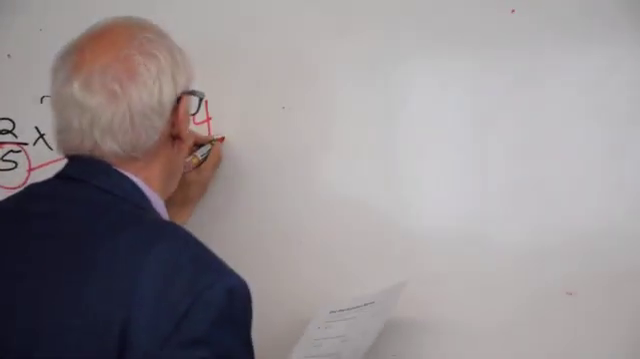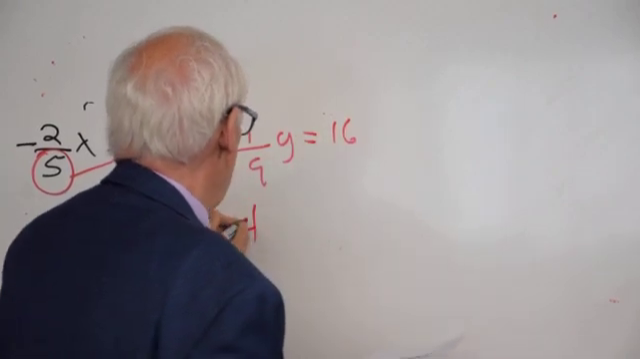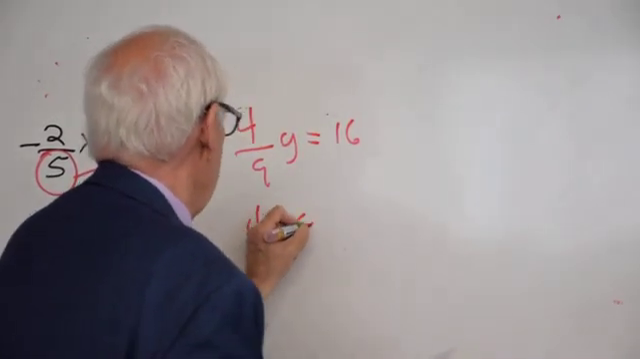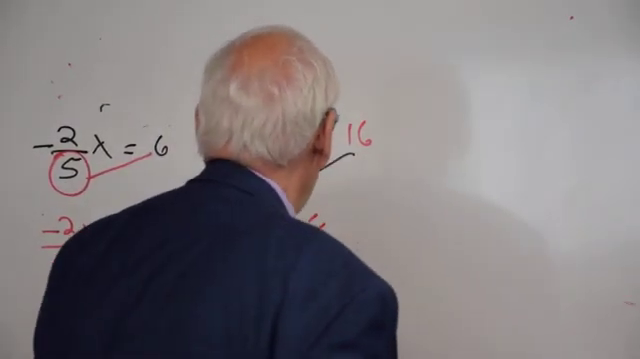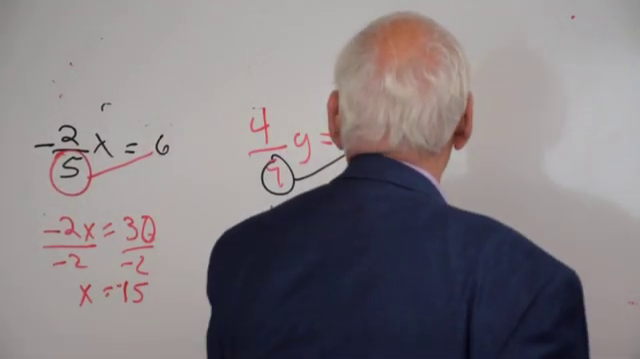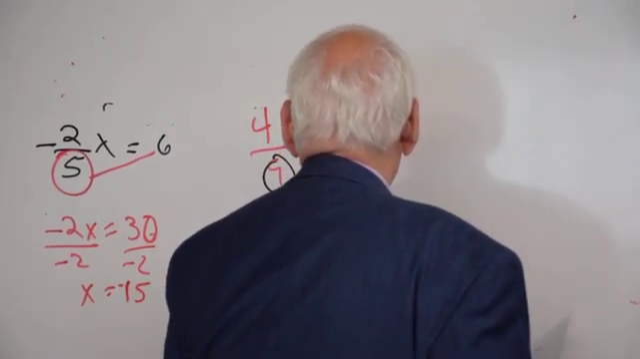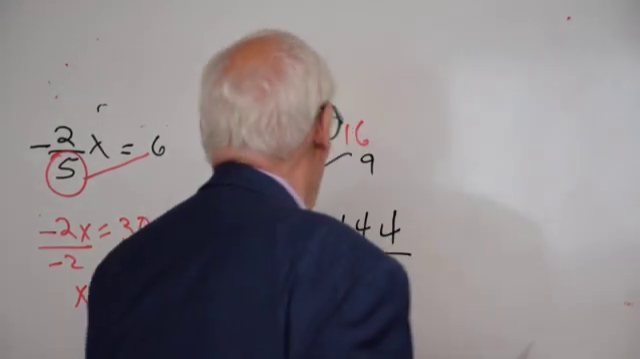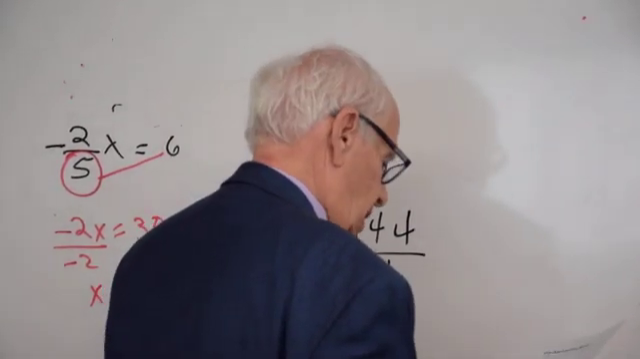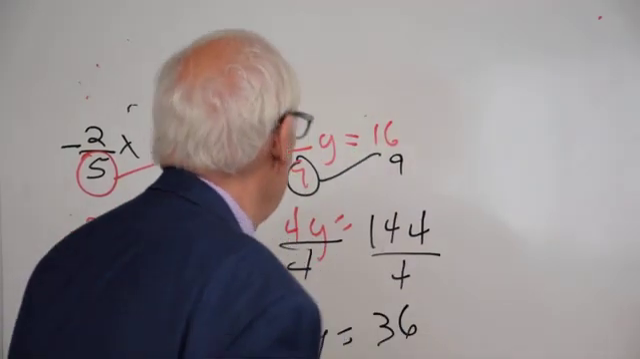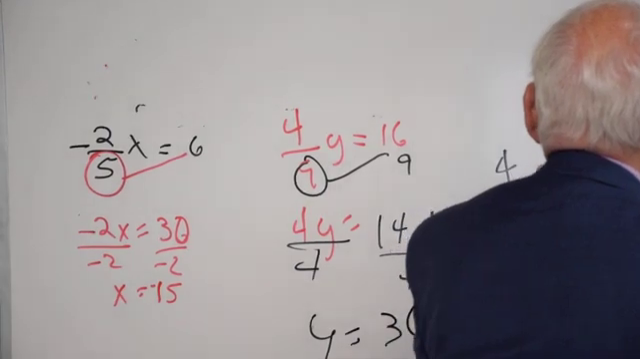So let's do this. 4 over 9y equals 16. So we take our 4y equals 9 times 16, right? So what's 9 times 16? 9 times 6 is 54, 144, right? We're going to divide both sides by 4. So y equals, you know what? I think it's 36. What do you think? 4 over 9 times 36 over 1.